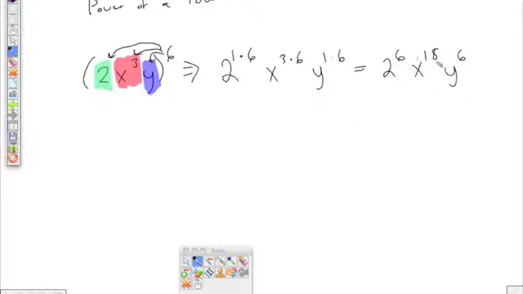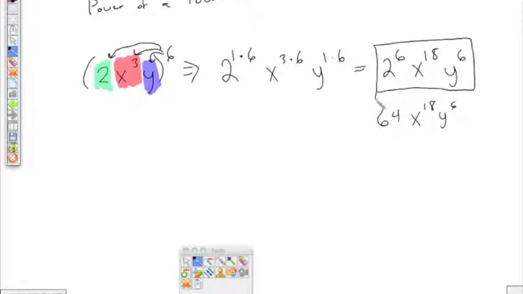Can any of these simplify or reduce? Well, yeah, you can divide it by 2. You could take care of the 2 if you wanted. Okay? So we could have this answer. Or what is 2 to the 6th? Anybody know 2 to the 6th power? 2 times 2 times 2 times 2 times 2 times 2? 64. Or we could write this as 64 x to the 18th, y to the 6th, and this could be our answer.